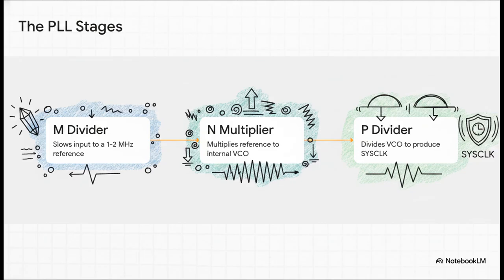Step 2. The N multiplier takes that 1 MHz and multiplies it way up to 200 MHz inside the voltage-controlled oscillator. And finally, step 3, the P divider takes that massive 200 MHz signal and cuts it perfectly in half, giving us our flawless 100 MHz maximum system clock, which we call SYSCLK.